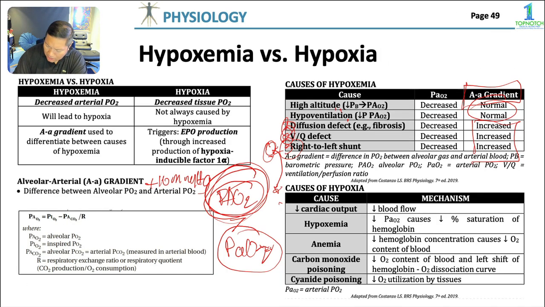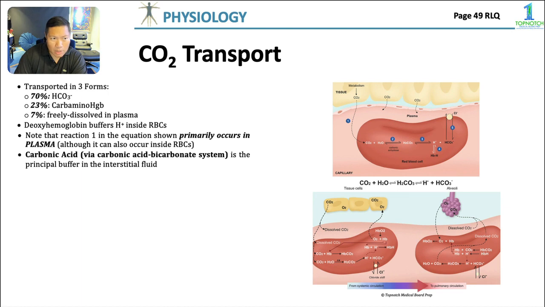Cause of hypoxia, okay, one of them can be hypoxemia, but there are other causes listed here. Anemia, carbon monoxide poisoning, cyanide poisoning, decreased cardiac output can all cause hypoxia. So carbon dioxide, again, transported three ways: chemically converted to bicarbonate, okay, bound to hemoglobin, called carbaminohemoglobin, or freely dissolved in plasma. How about nitrogen, Doc?